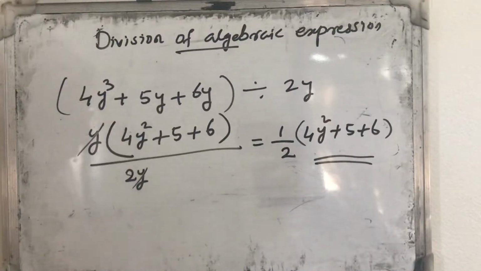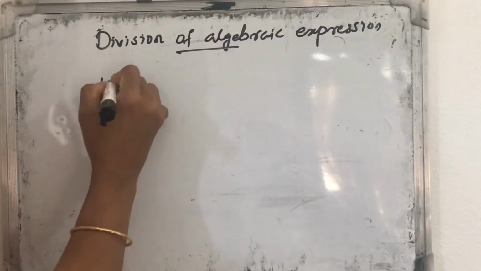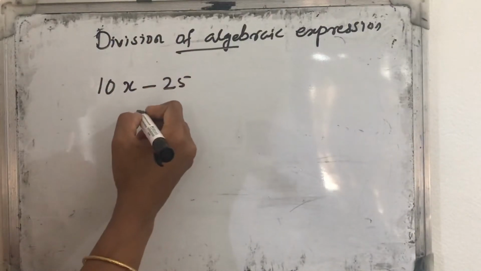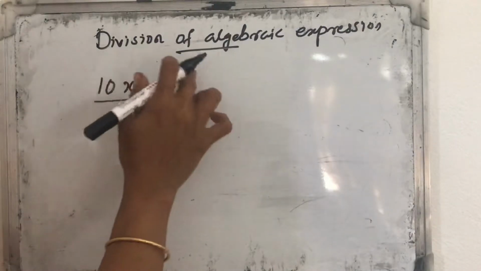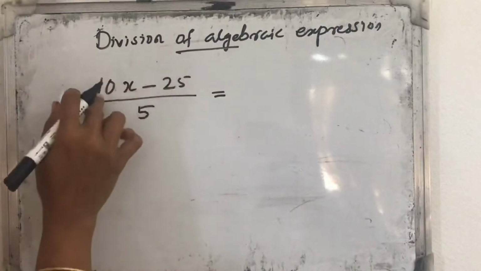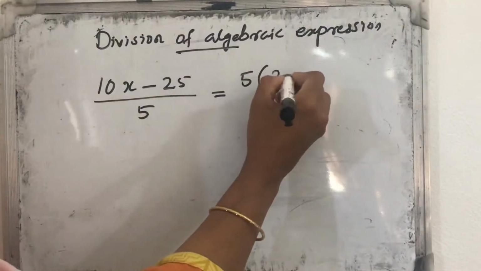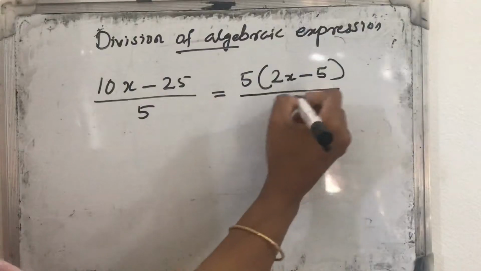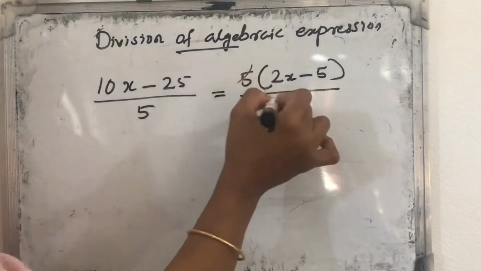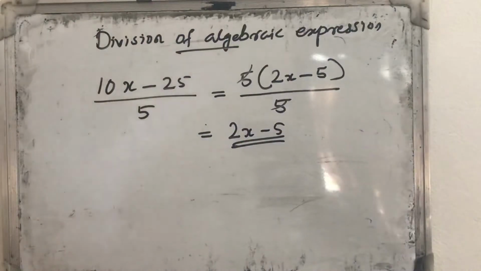Now another question: 10x minus 25 divided by 5. It is a polynomial having two terms, so find the common factor in these two. 5 is common. When we take 5 outside, the first term remains 2x, minus 5, divided by this 5. So the 5 and 5 will be cancelled. What is remaining? 2x minus 5. Is it easy? Very easy question.